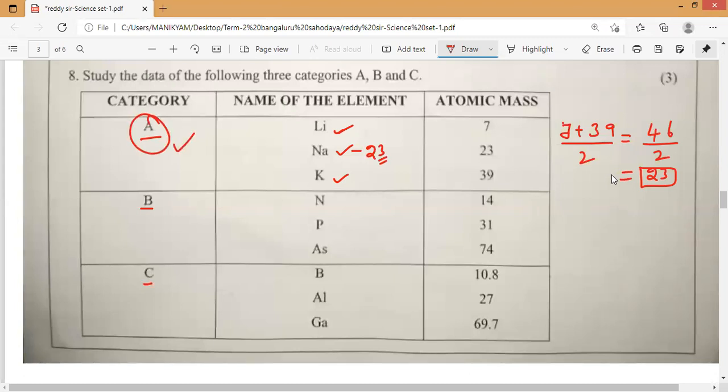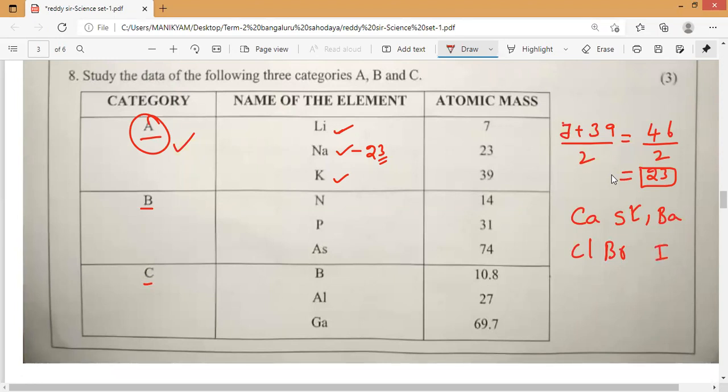That's all. Or else, sir, this much time shall I need to waste? We know the 3 Dobereiner's triads. If you notice, one is lithium, sodium, potassium. Second triad is calcium, strontium, Sr, and barium. And the third triad, can anybody say? Chlorine, bromine, and iodine. Correct. So these are the 3 triads.